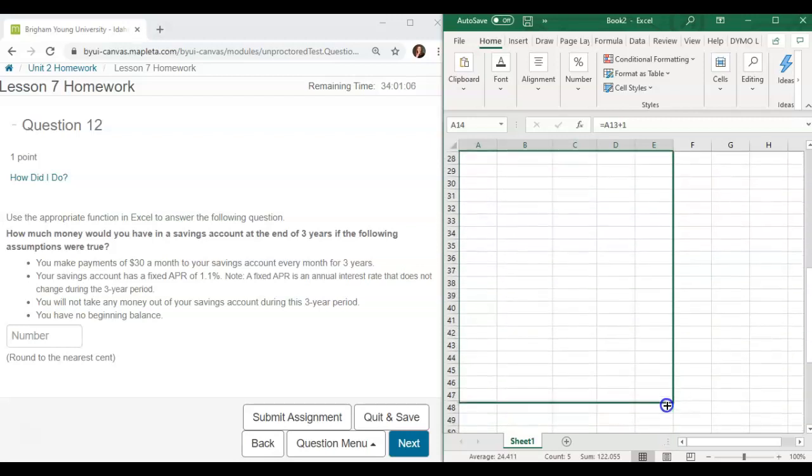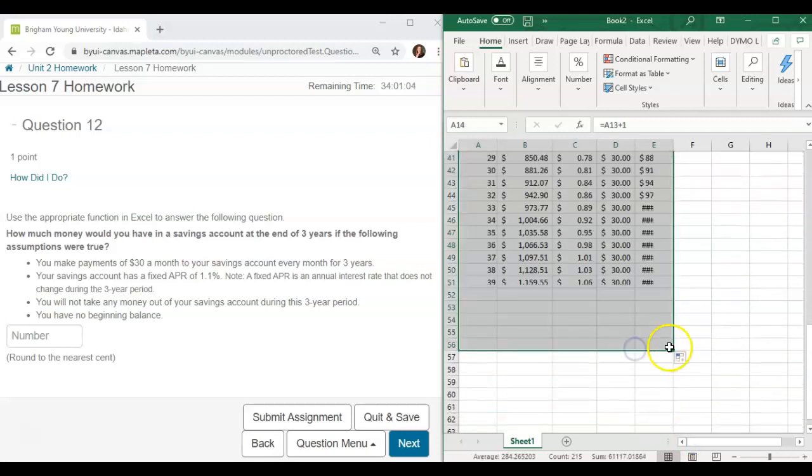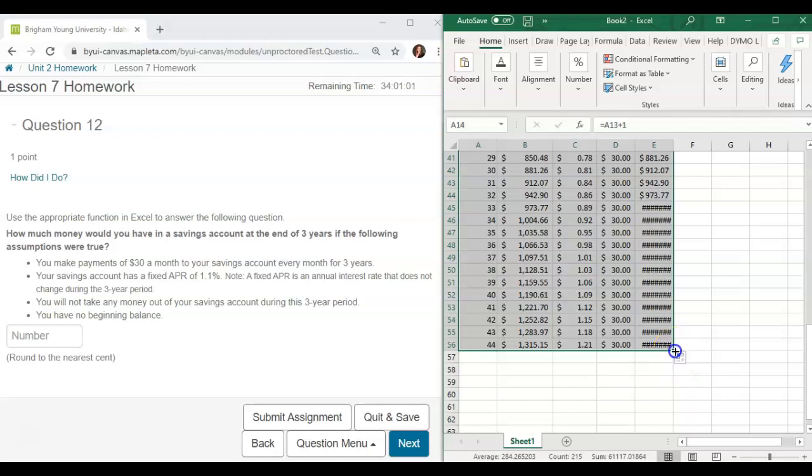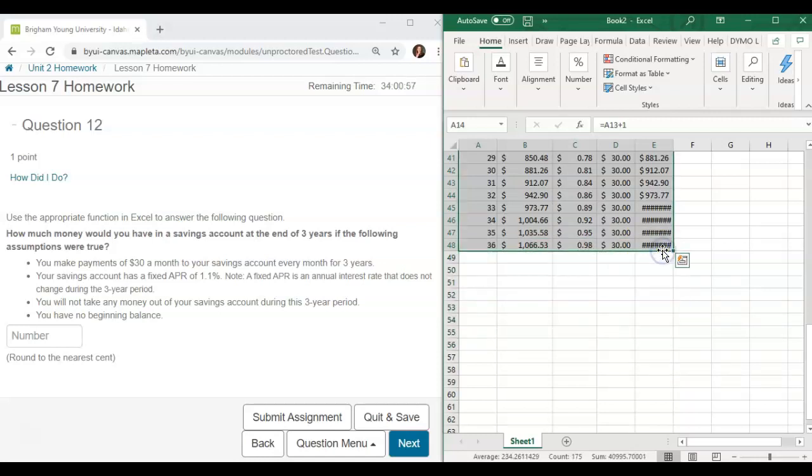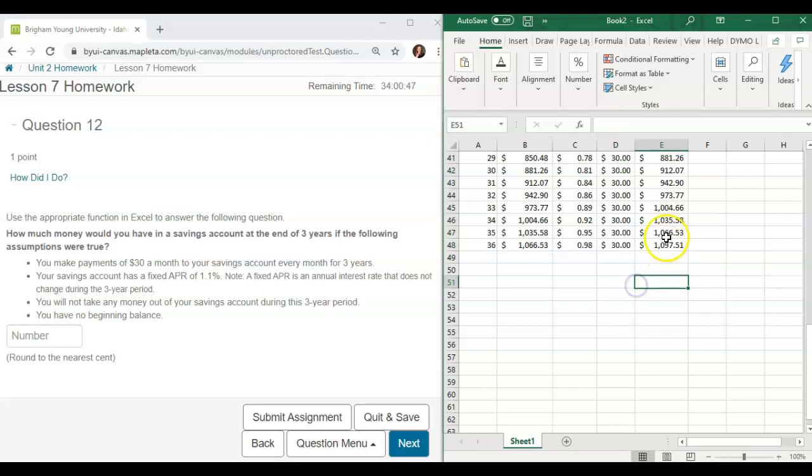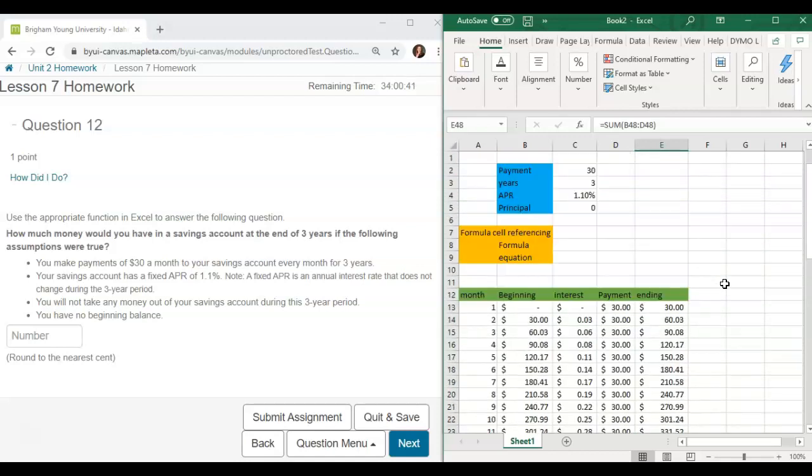We wanted to find the ending balance at 36 months. And so I'm going to come back up a little bit and end at 36. Now you'll notice these number signs or hashtags, as some of you call them. It just means that my column is not big enough and I need to extend that out so that I can see the numbers inside. And there's our final balance of $1,097.51. Now that was the long way.